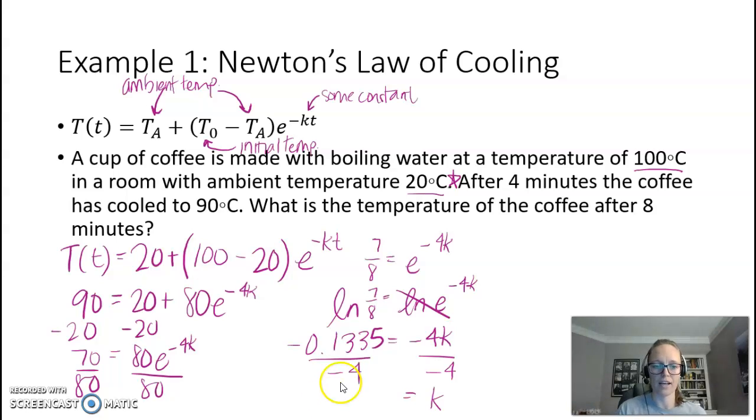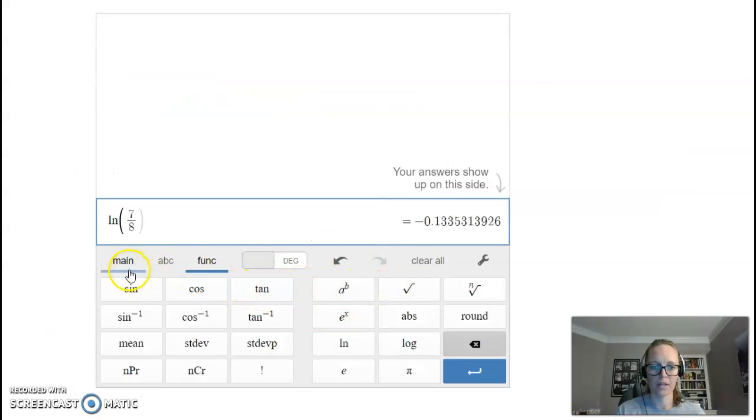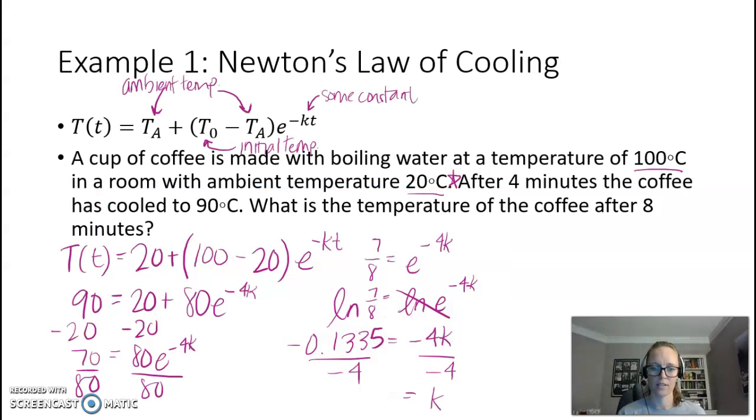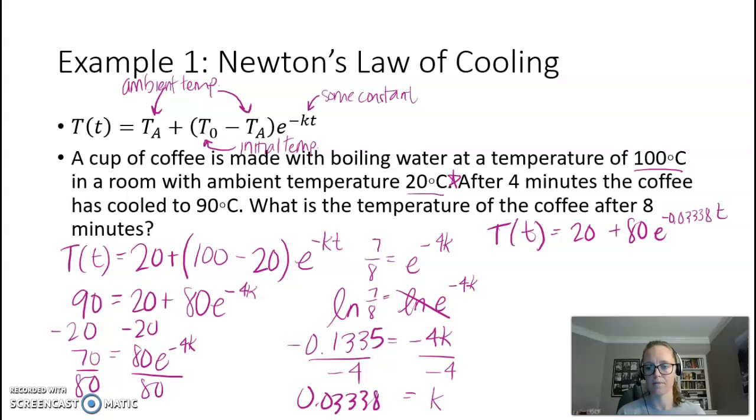So when I divide that result by negative 4, I get a positive 0.03338. So we know that that right there is our k value, and we can go back to our original equation to plug that in. So I now know that my function is T of t is equal to 20 plus 80e to the negative 0.03338t.